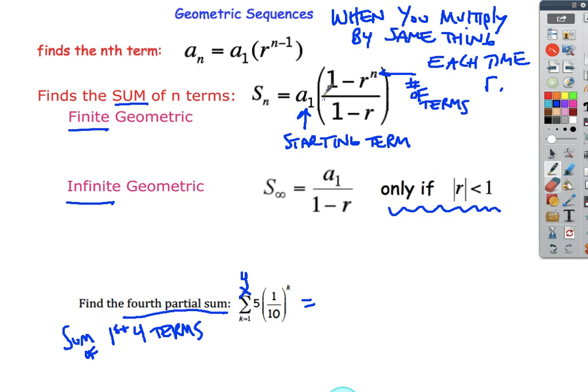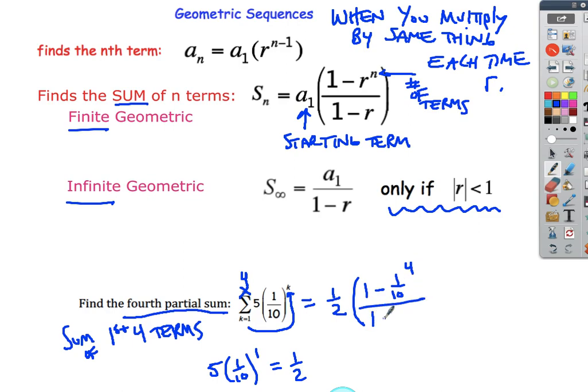Here's where people made their mistake. They thought that the first term was a 5, but it's not. When you plug in a 1, that's 5 times 1/10 to the first, and that's 5 over 10, which is 1/2. Your starting term is 1/2. And then you do 1 minus r. r is the thing being raised to the power. And then n is the number of terms from 1 to 4, which is 4, over 1 minus 1/10. And when you do that, I think it was 0.5555.